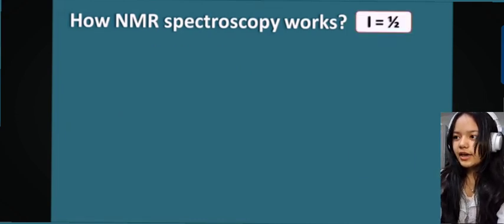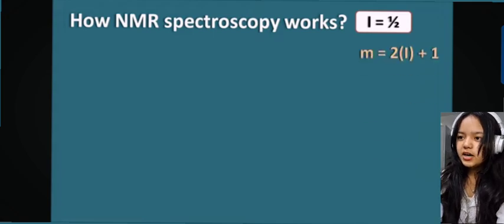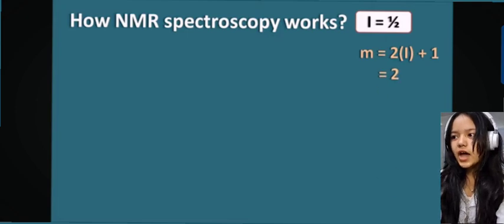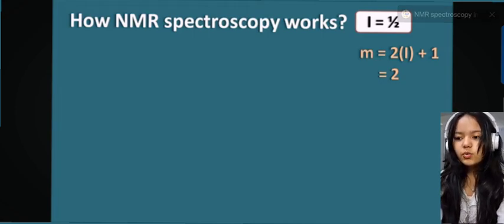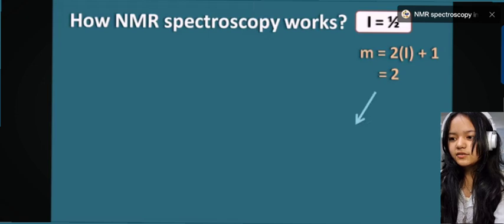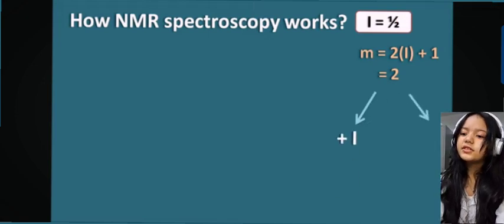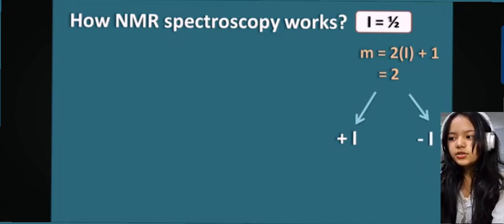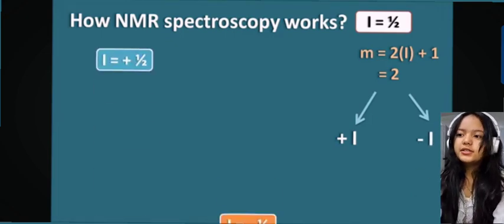As we know, I should be half to show an NMR signal, so M is equal to 2 into I plus 1. If I is equal to half, it will be 2. So when I is equal to half, the nucleus can have two spin states. One spin state can have the quantum number plus I, and another spin state can have the quantum number minus I. So I is equal to plus half and I is equal to minus half.